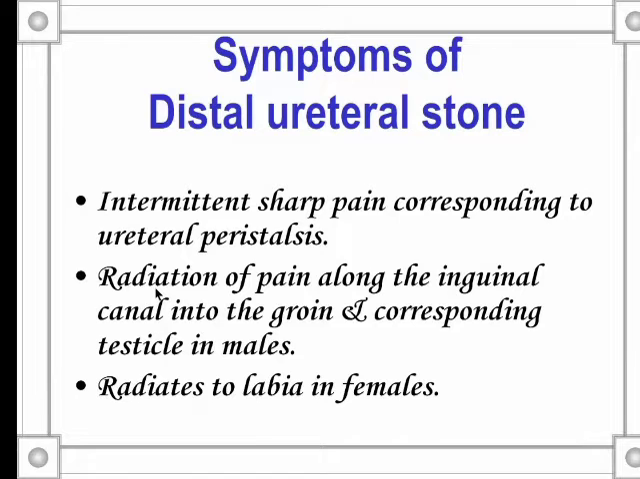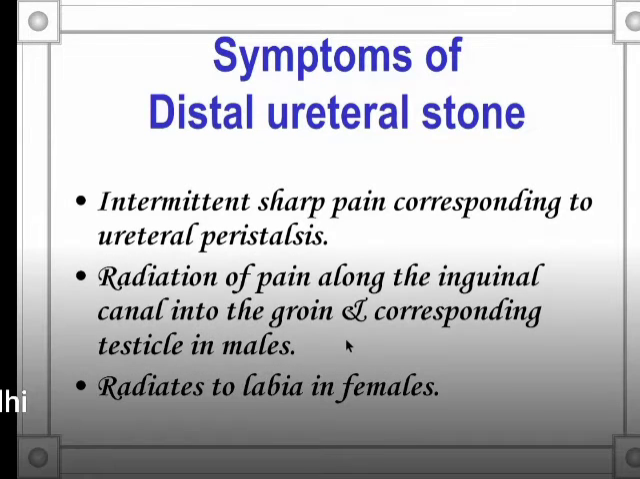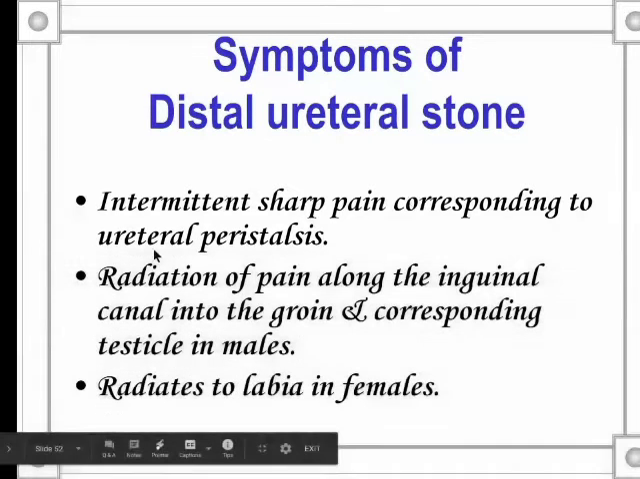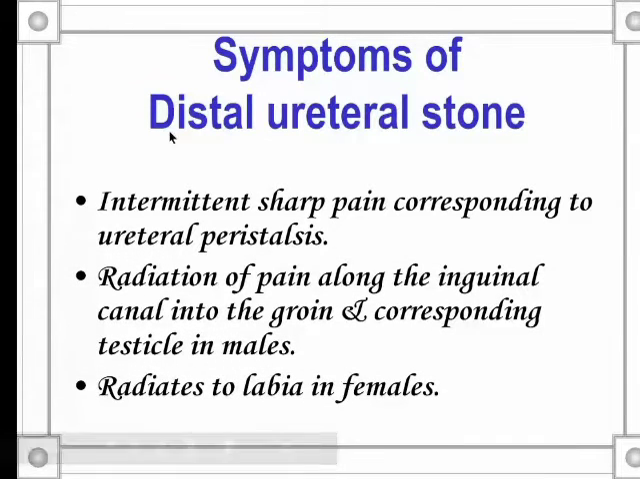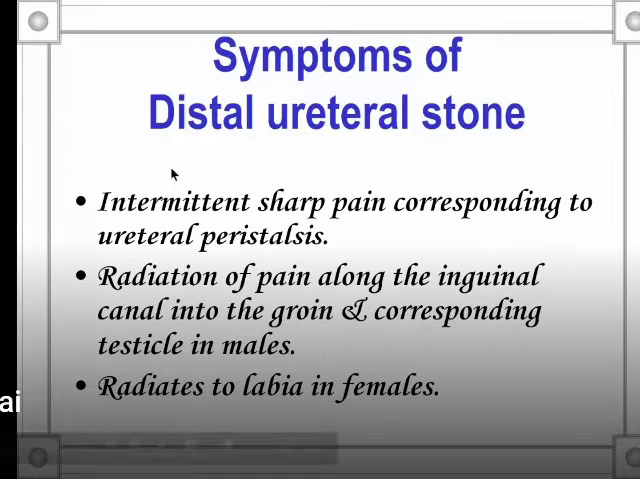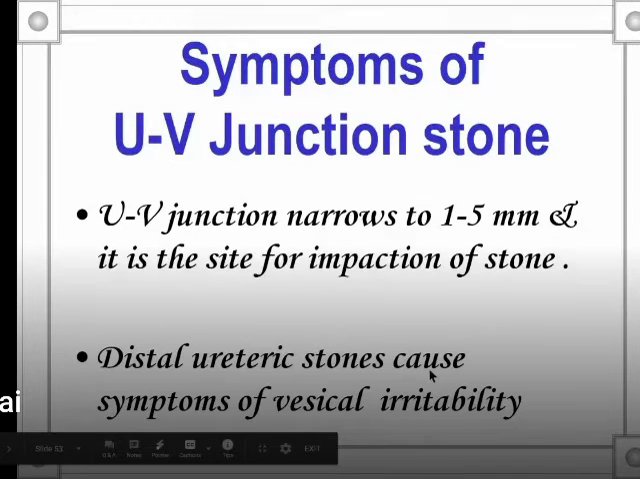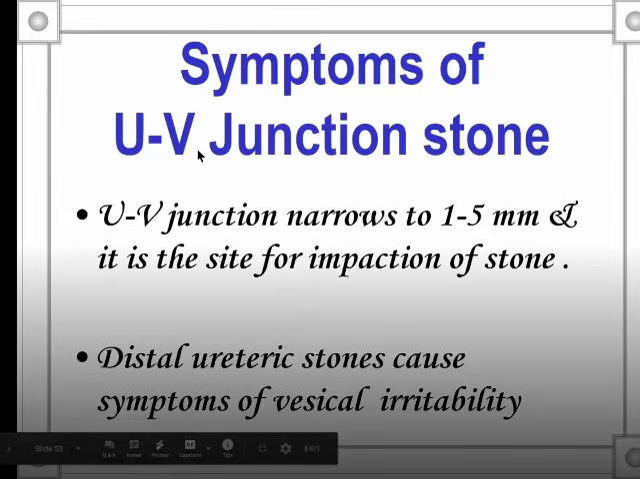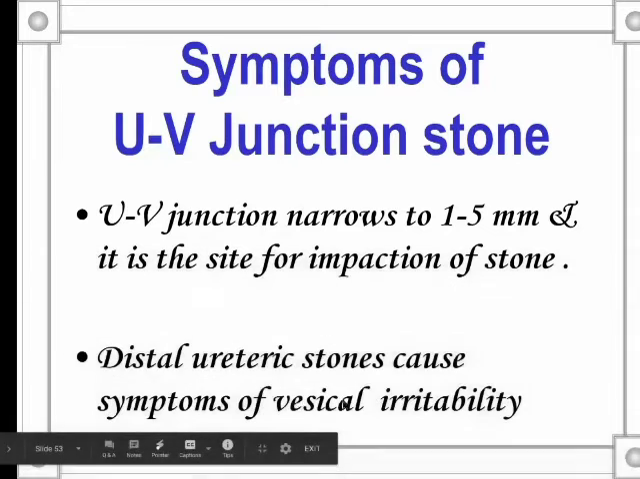This pain radiates along the inguinal canal to the groin, corresponding to the testicles in males and labia in females, and may have associated urinary symptoms. So a distal ureteral stone will radiate to these areas. And if the stone is at the vesicoureteral junction, it will present with features of bladder irritability, and they can have more frequency.